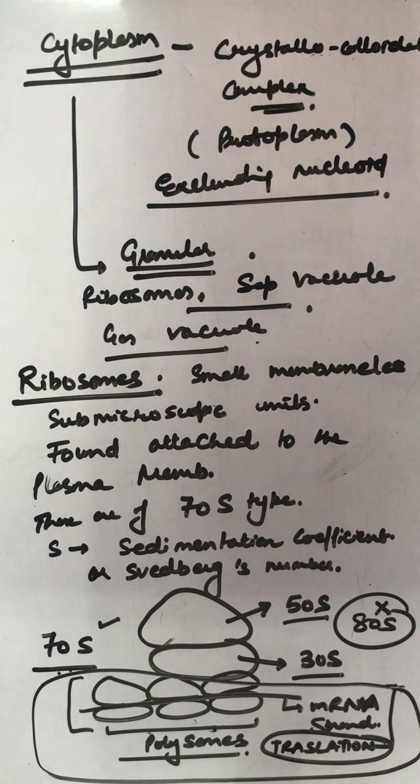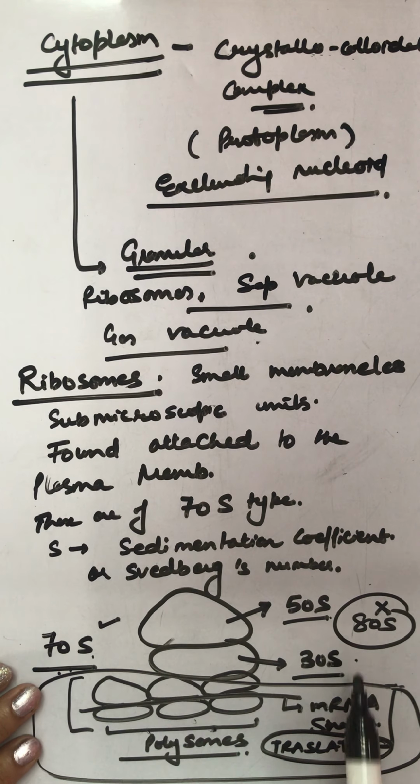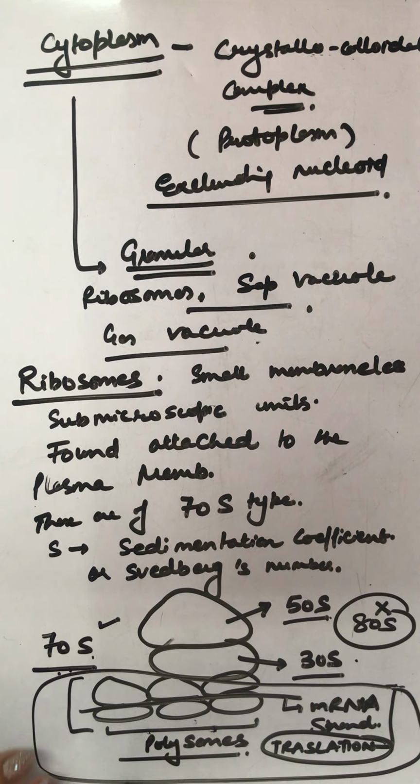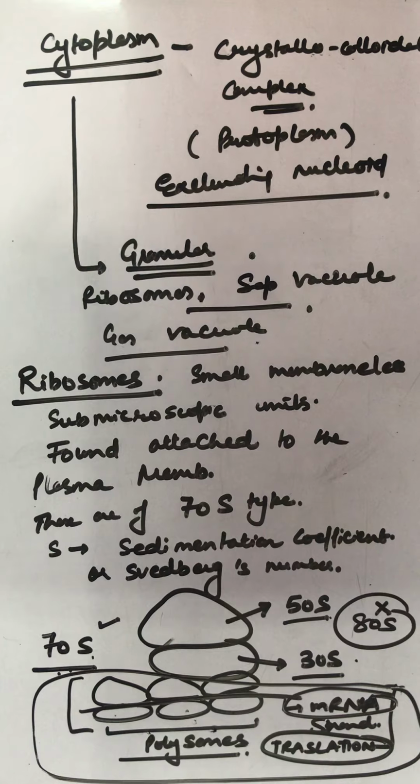Fine. So what we need to know is, here it is 70S. It has two subunits, 50S as well as the 30S subunit. They attach together by a strand of mRNA and they form polysomes. They help in the translation process. That means they help in the translation of this mRNA into proteins where they are attached. Alright, clear? Now moving to inclusion bodies.